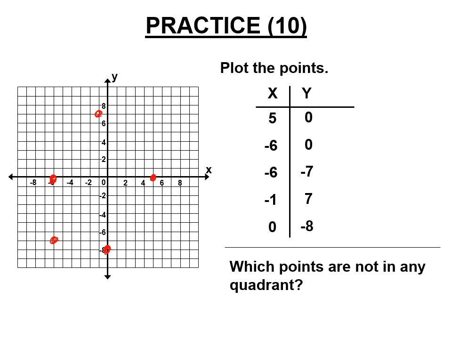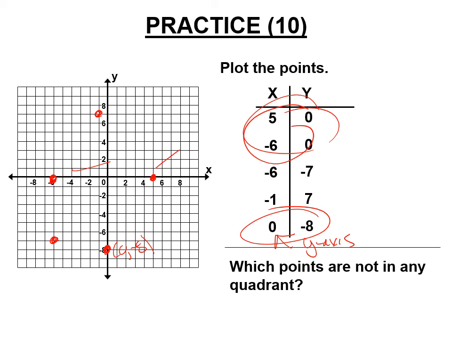Which points are not in a quadrant? All right. The ones not in a quadrant are all the ones with 0, right? This one starts with 0, y-axis, right? That's this one right here. These two end with 0, x-axis. This one over here, I didn't ask it, is in quadrant 2. This one is in quadrant 3.